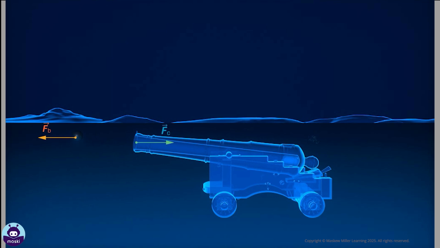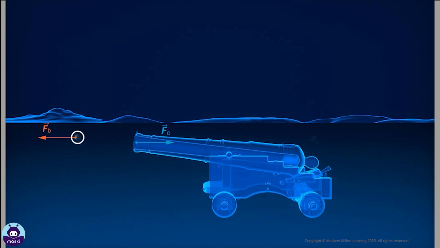The forces vector Fb and vector Fc are equal in magnitude but oppositely directed. Importantly, they are acting on two different bodies, that is, the cannonball and the cannon. This is according to Newton's third law. The two forces, however, may have very different effects on the two bodies.